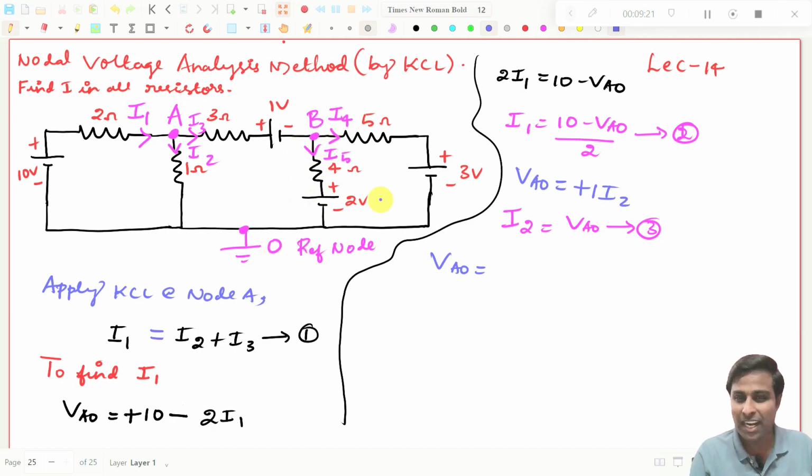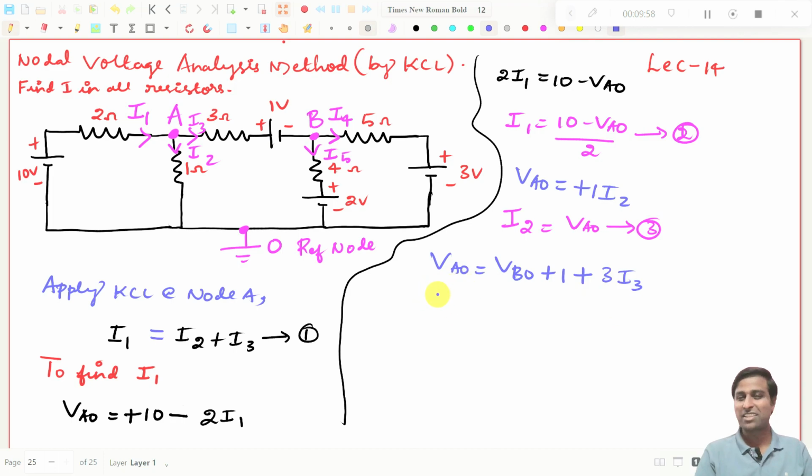So you directly write this is VBO, then you travel to this point. From O to B it will be VBO. You are going in this direction to this point. From minus to plus you are traveling, so you will get plus 1. Then you are going in this way. This current is coming opposite to you, so you have to put plus 3 into I3. That's all, you reach point A.